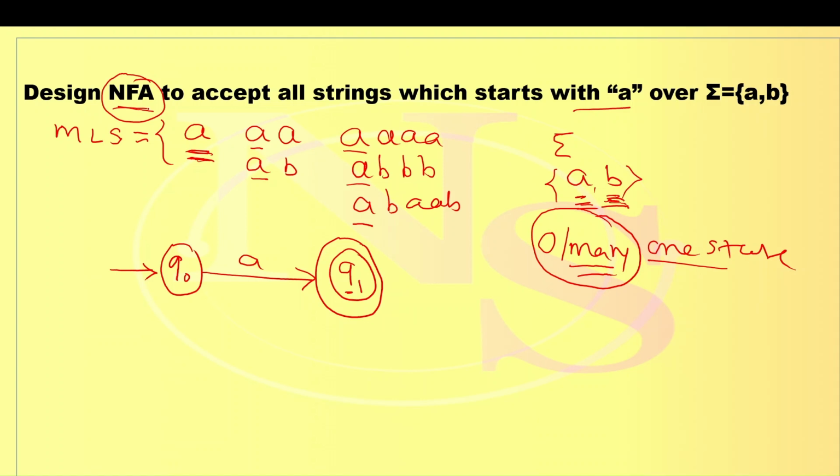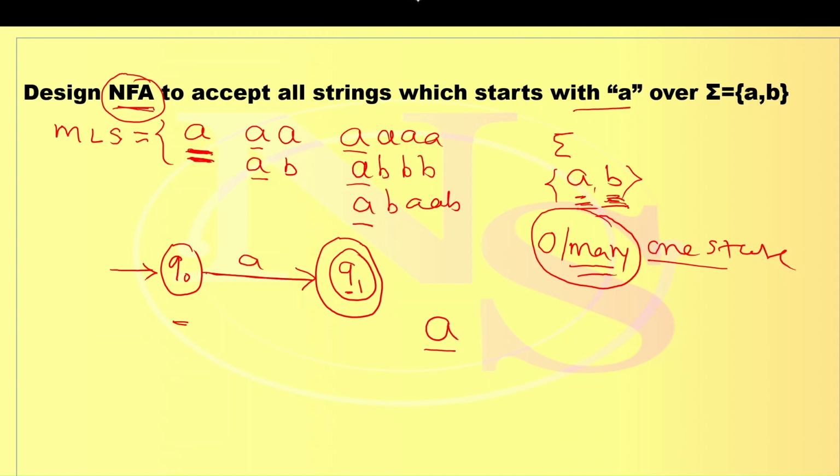Now let's make this automata non-deterministic. What's the condition here? The string should start with A. So the string is starting with A. What happens if starting with B? It's not allowed, but as it's non-deterministic, no need to write down a transition for B from Q0. So as I mentioned, the string should start with A.